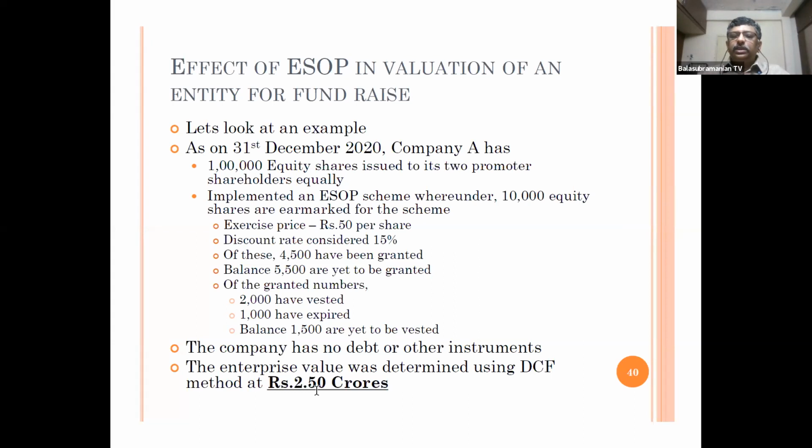Let's assume for simplicity's sake, the company has no debt or other instruments, and the enterprise value was determined using DCF at 2.5 crores. So now we know the value of the business is 2.5 crores, and it is made up of 1 lakh equity shares and some amount of ESOP. Now, how do we determine the value is the criteria we are going to look at.